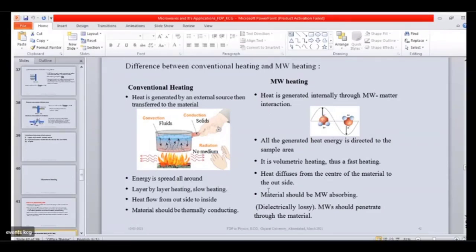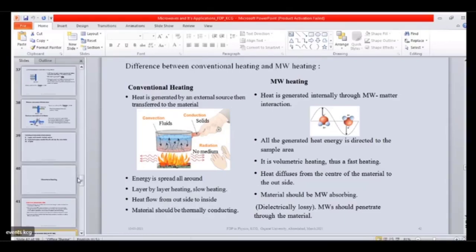But the condition here is that the material should be microwave absorbing. You cannot heat metals using microwaves. Right? Because metals reflect the microwaves. Microwaves cannot enter into the metals. Okay? But if the material is lossy, for example, water is the best example, right? Which absorbs the microwaves. So water can be heated using microwave energy. Okay?